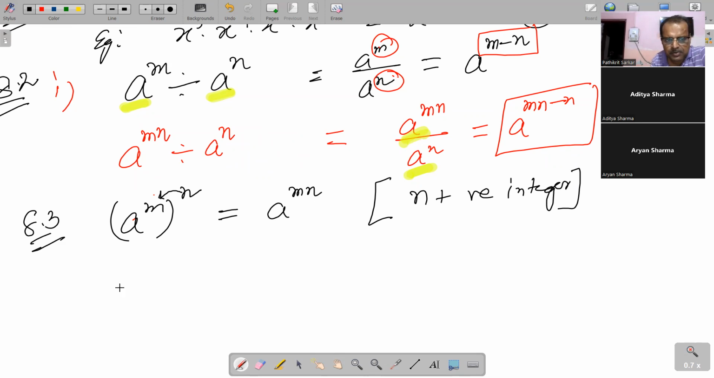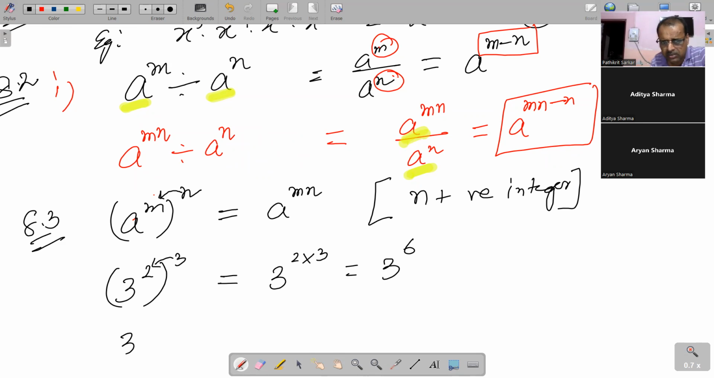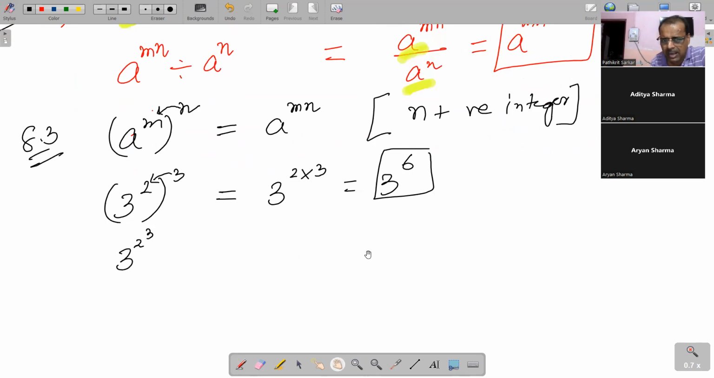For example, suppose it is given 3 to the power 2, whole to the power 3. Here we can write it so that 2 is multiplied with 3. So it will be 2 into 3, and ultimately it comes down to 3 to the power 6. So don't get confused that 3 to the power 2 to the power 3 will be similar to 3 to the power 6.